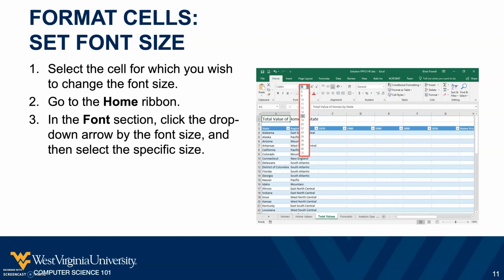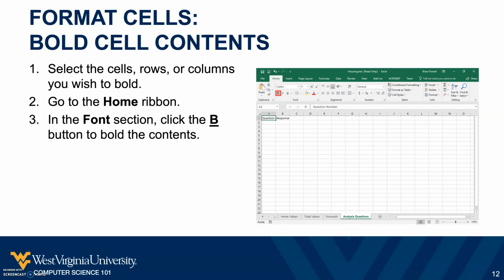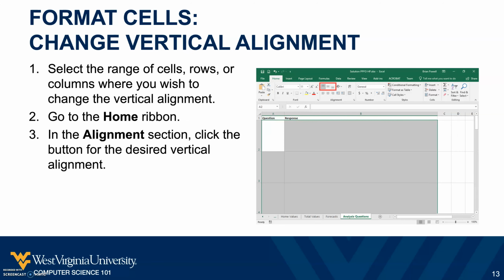Format cells, you can select the font size so that things fit in there. So basically you pick the cell and then you go up and pick the font size. In this case, you don't have to highlight, I believe. Just pick the cell. You can bold cell contents. I don't think you've had a problem or anyone's going to have a problem with that.